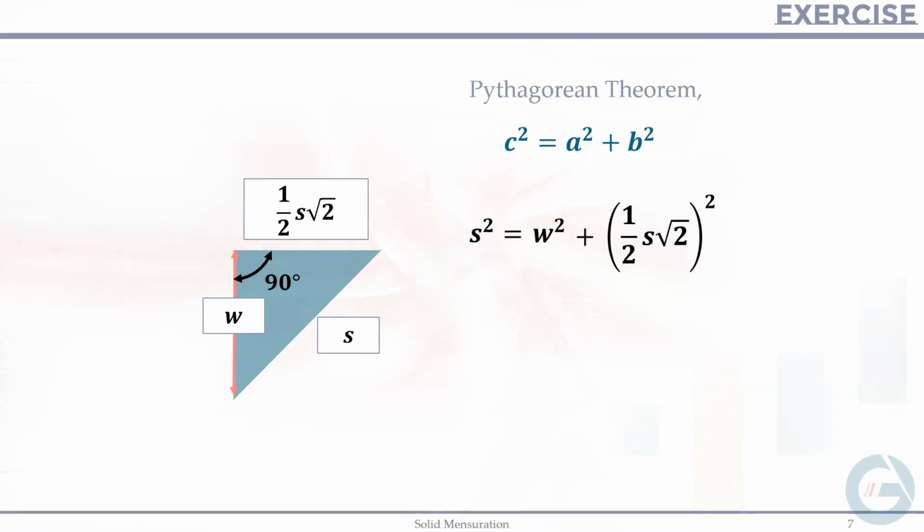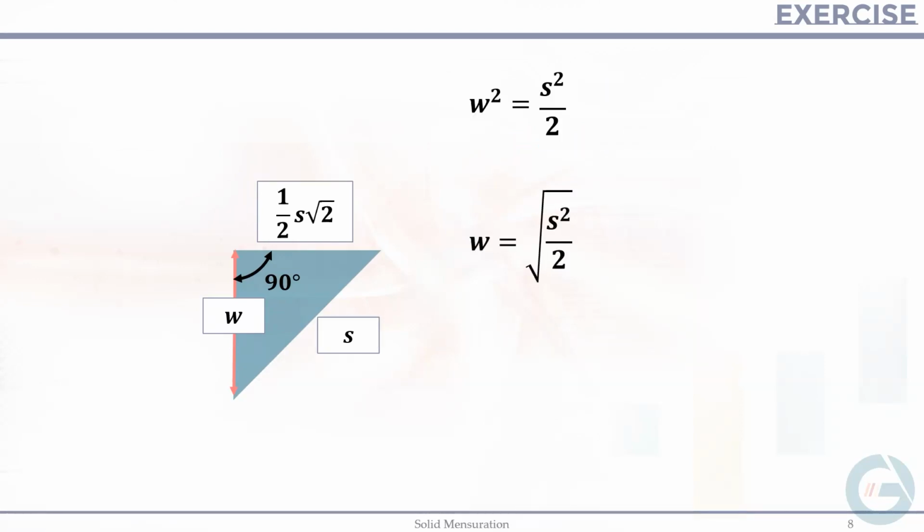So we have S squared minus this one, 1/2 S square root of 2 squared. This is also equivalent to S squared over 2 equals W squared. So S squared minus S squared over 2 will give us S squared over 2 only. To continue, of course, the squared when transferred to the right side will become square root. And we have now W equals S over square root of 2. So this is the value of W in terms of S.